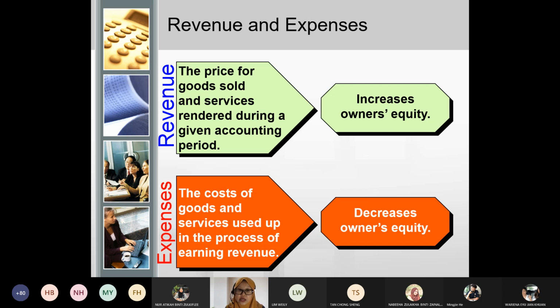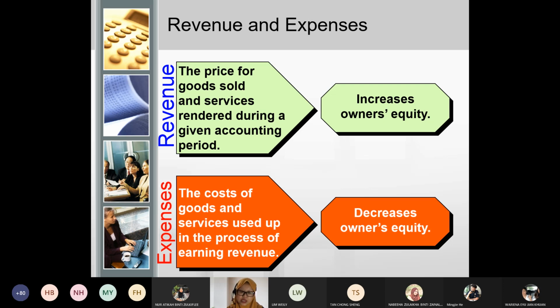The expenses are the cost of goods and services that are used up in the process to earn the revenue. That's why the preparers of the accounts and the accountants try to match the expenses incurred with the revenues generated in the same accounting period. Expenses, for example salaries expenses, administration expenses, rent expenses, all decrease the owner's equity.